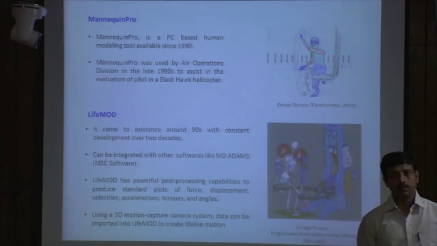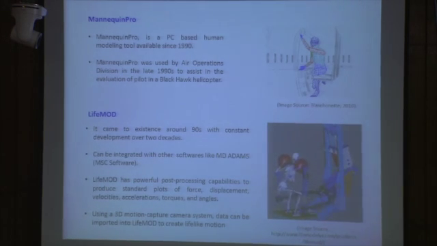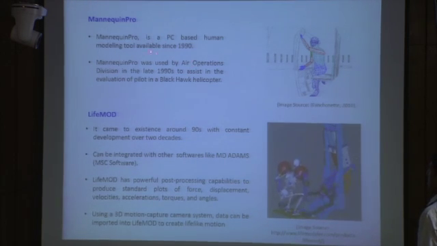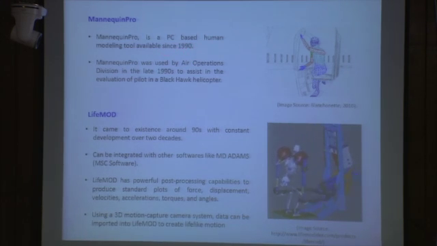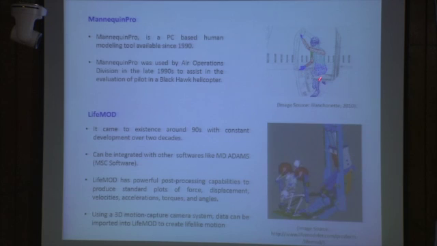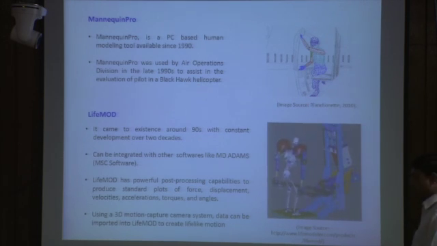Some other software, as mentioned here, is Mannequin Pro. Mannequin Pro is a PC-based human modeling software. It has been available since 1990. Mannequin Pro was used by the Air Operations Division in the late 90s to assist in the evaluation of the pilot in a Black Hawk helicopter. How these models can be used for helicopter cockpit simulation has been shown by authors; you can go through this reference to get more information.